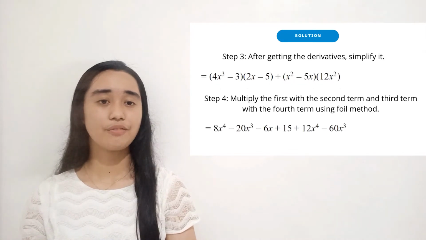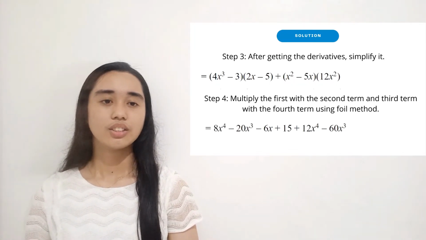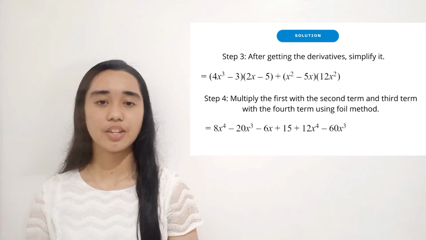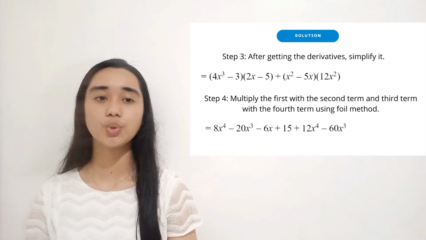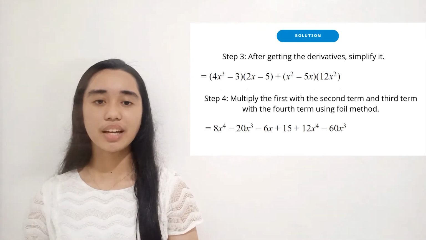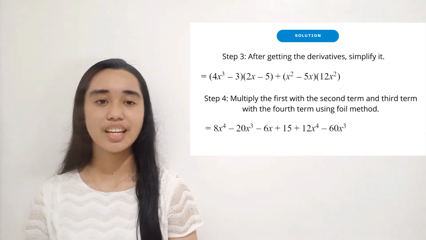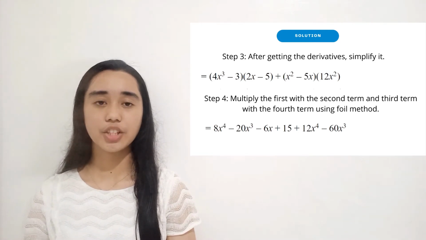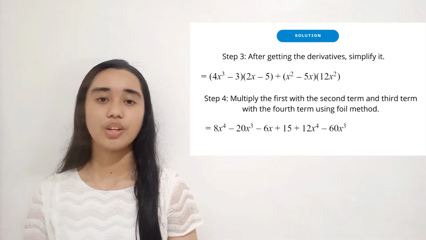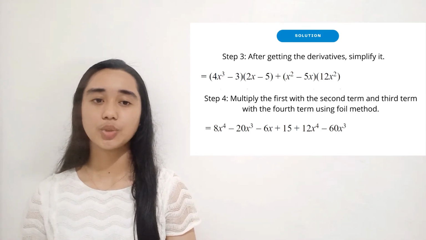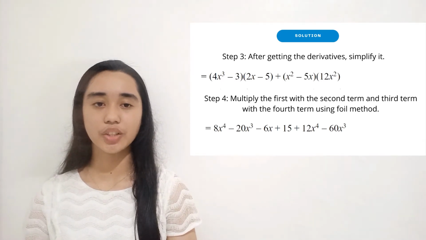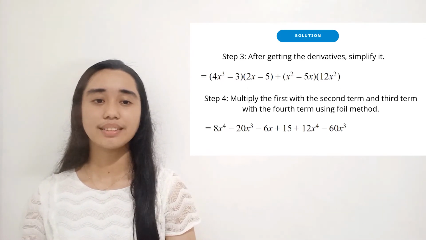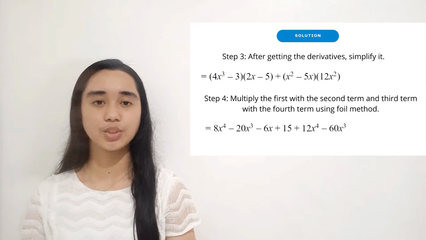After getting the derivative of the function, we need to simplify it. So again, for the first term, copy the u. In the second term, 2x to the power of 2 minus 1 will become 2x, and 5x to the power of 1 minus 1 will become 5. Copy the v again for the third term. And lastly, 4 times 3 is 12, and x cubed minus 1 is x squared. So the fourth term is just 12x squared, because we cannot subtract 0 from it anymore. Now we have 4x cubed minus 3 times 2x minus 5 plus x squared minus 5x times 12x squared.